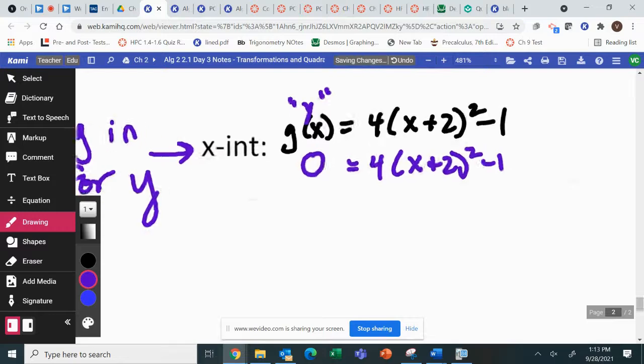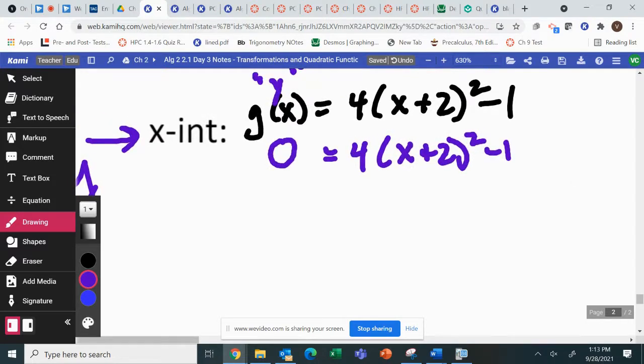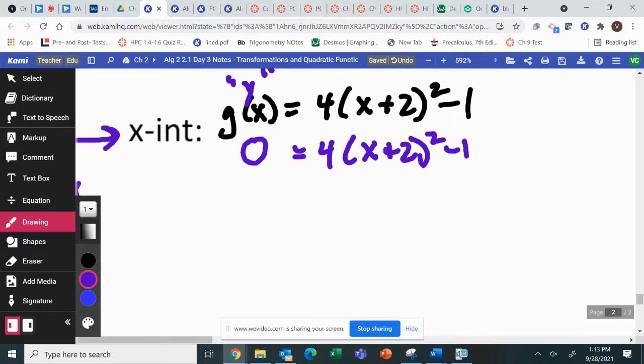Now, this is what we started our lesson out with today. We're going to undo the things that are happening. If you don't know the order, then just think about order of operations with x. It would be first add 2, because that's parentheses. Then do the squared, because that's exponents. Then do the multiplication, multiply by 4, and then subtract 1. That's our order of operations. So to undo it, you go the opposite order.